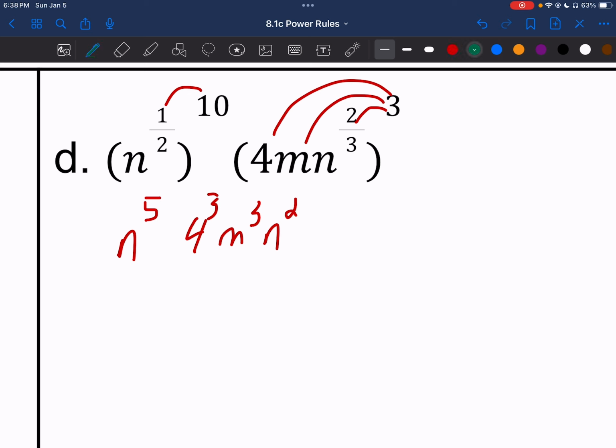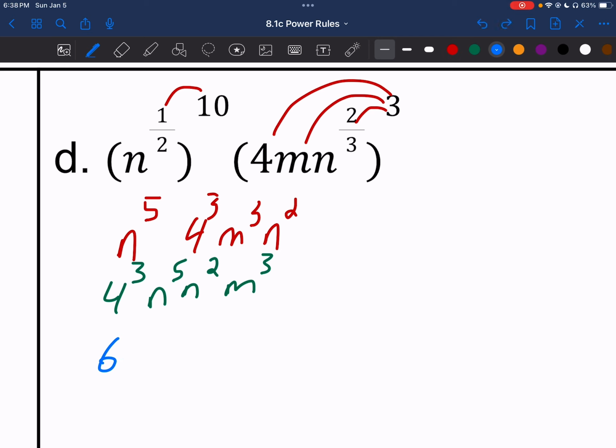So our coefficient comes out in front, and we group our variables together. We have n to the 5th, n squared, m to the 3rd, 4 to the 3rd, 4 times 4 times 4. So 4 times 4 is 16, times 4 is 64.